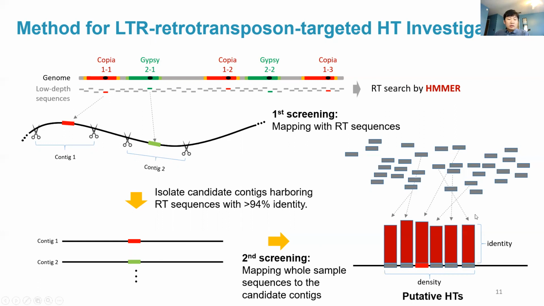After that, the whole sample sequence reads were mapped to the 40 kb sequence contigs. And based on the mapped density and identity, the purity of horizontally transferred LTR-retrotransposons was determined with the 97% identity threshold.